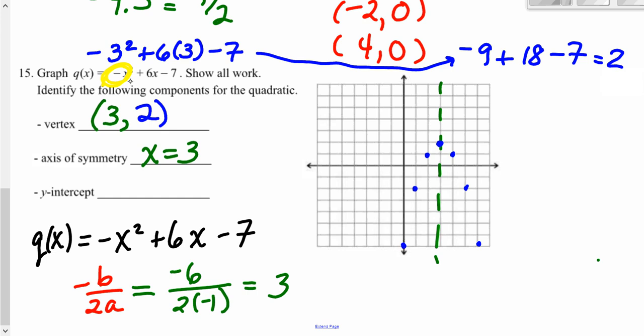Should this point be here? Let's look back. This is standard form. Standard form doesn't give us vertex for free, but it does give us something for free. It gives us this guy. That's my y-intercept. Did it come out okay? Am I at -7 on the y-axis? Yes, I am. That's good to know. I think I didn't make a mistake.